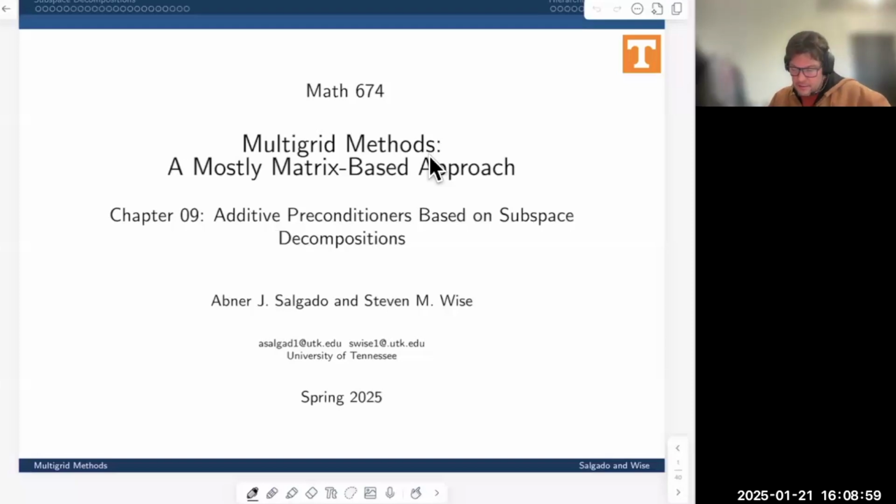We're in Chapter 9, and so my agenda for today is to do a review of what we've done in Chapter 9 so far, talking about the basic theory of additive subspace preconditioners, and in particular talking about the hierarchical basis preconditioner specifically.